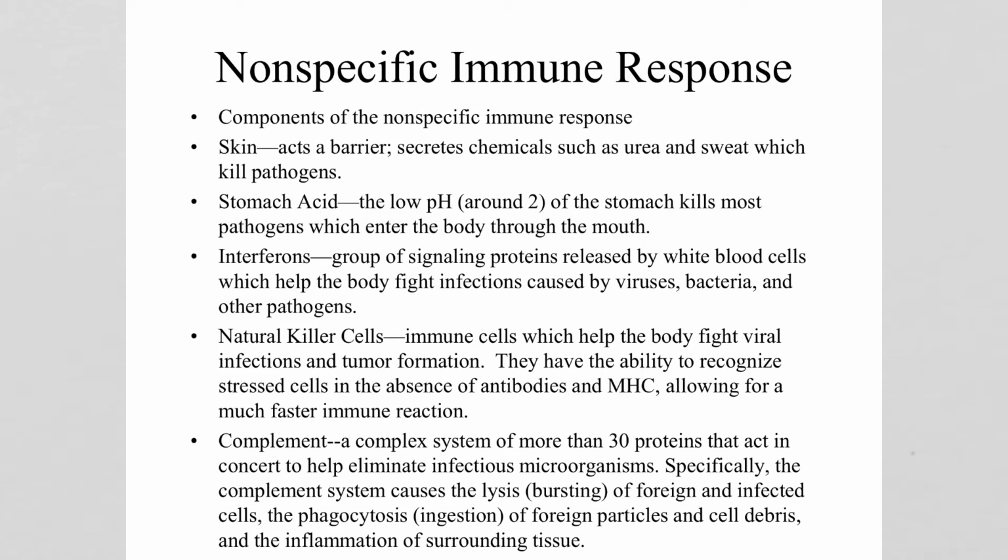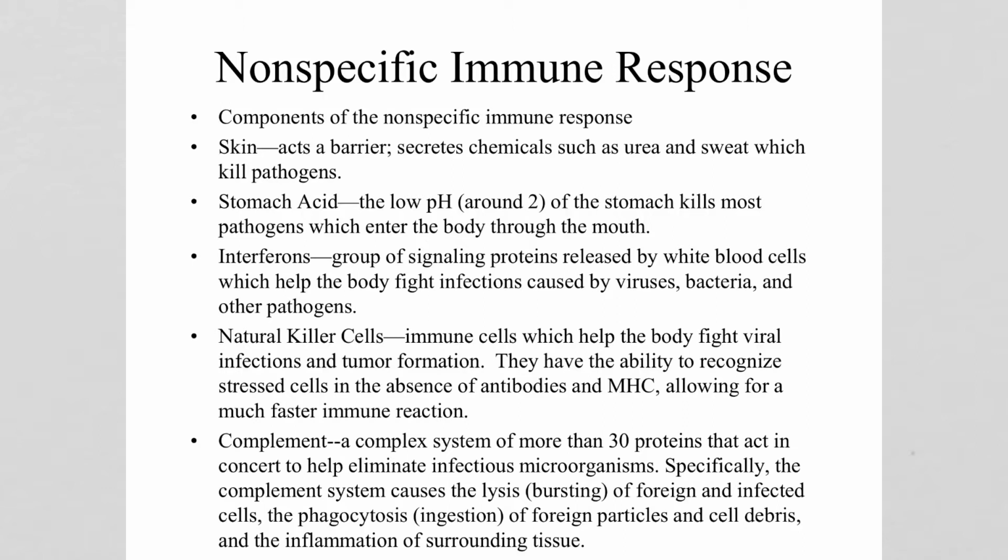Let's first talk about the nonspecific immune response, and let's talk about the components of that immune response. The most important part of the nonspecific or innate immune response is the skin. It's obviously a barrier, like a wall, but it also creates chemicals such as urea and sweat, which help to kill pathogens or at least to slow down their growth. Stomach acid is also part of the nonspecific immune response. The low pH in your stomach, somewhere around pH 2, kills most pathogens that enter into your body.